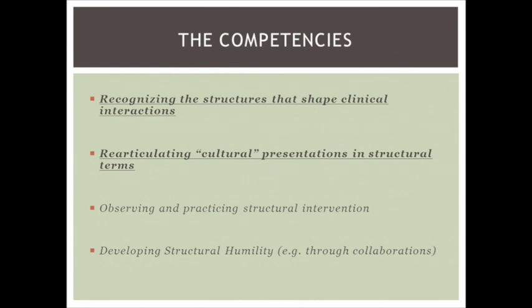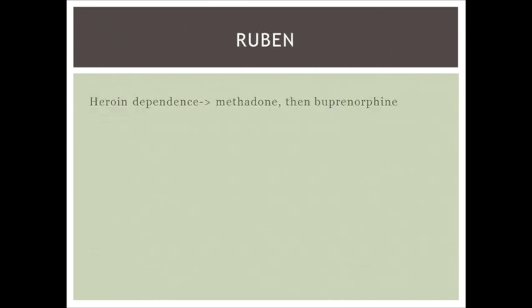I'm going to go over the second 2 in a moment. Observing and practicing structural intervention is really important. That's critical, and that's kind of where I'm putting my efforts right now. There aren't enough opportunities for trainees to put this into practice, to get their hands into it. And then the last is developing structural humility. That means learning how to work collaboratively with people from other disciplines and community members, for example.